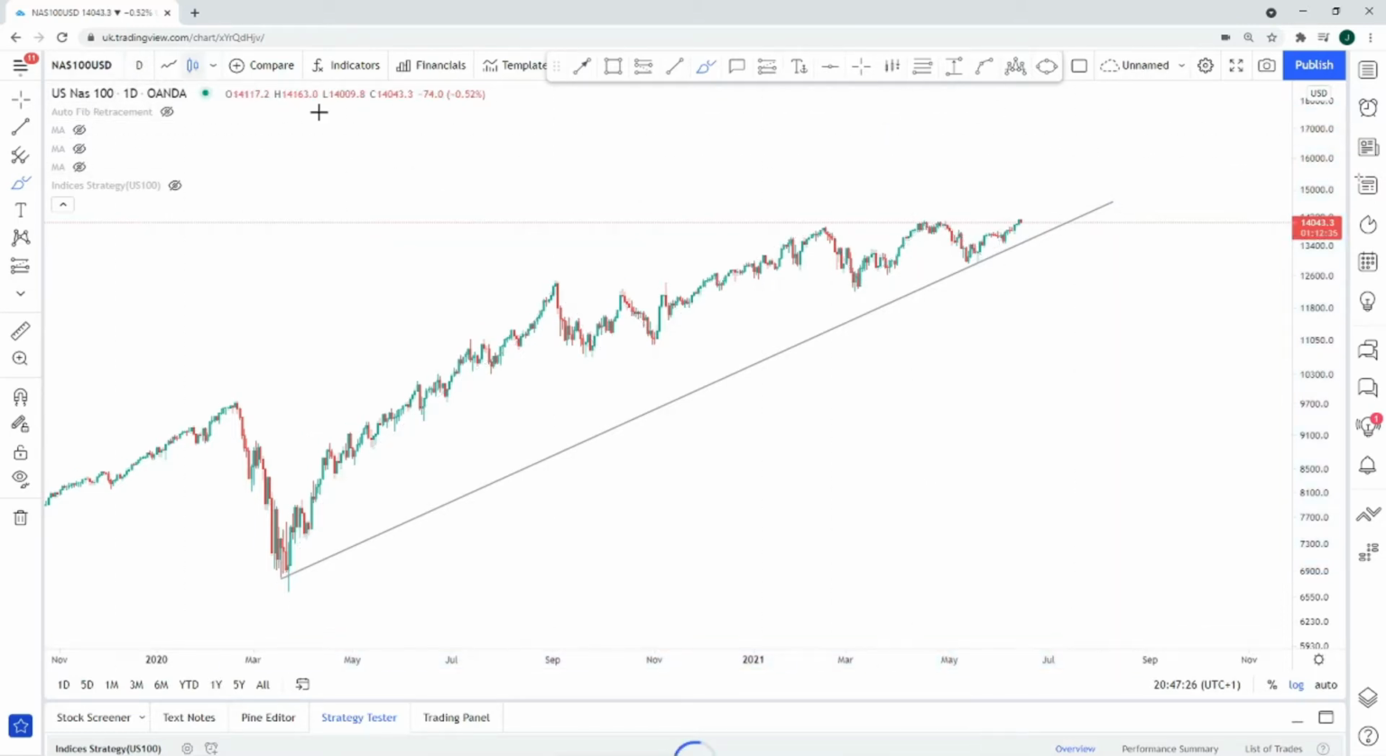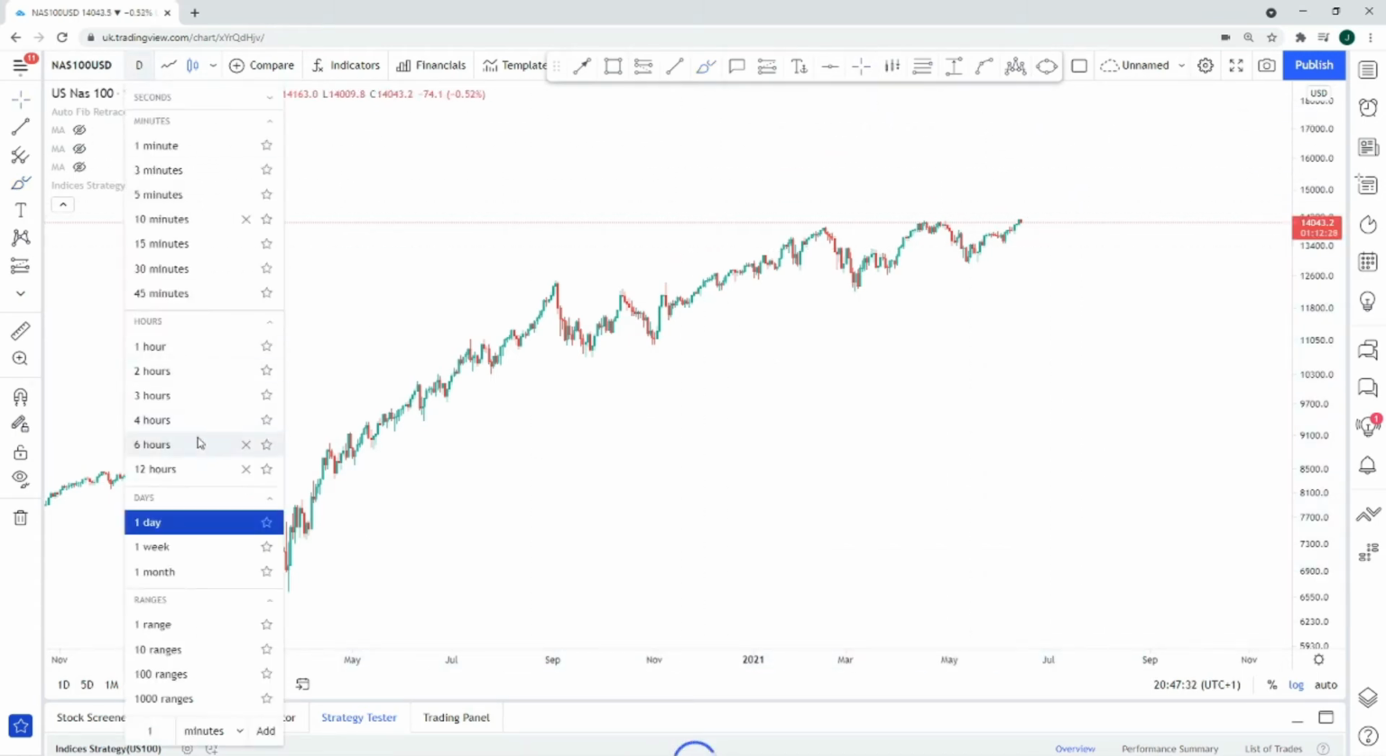Also, we're going to look at our lower time frame. We are going to move from our daily to our 4-hourly time frame, so let's move to the 4-hour time frame.